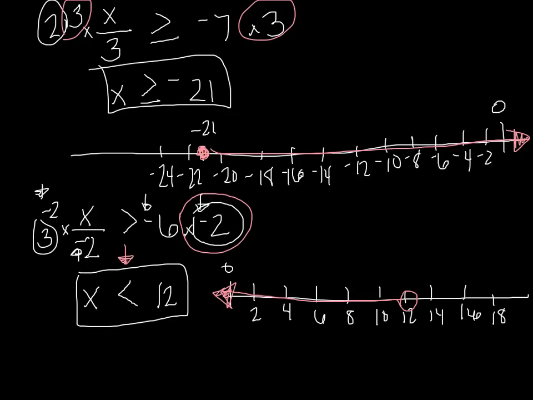Now, this was the first example where we had to switch our inequality sign. The reason we did that is because if you multiply or divide by a negative number, the inequality sign switches directions. Not when you add and subtract, only when you multiply or divide by a negative number. Let's do some more problems.